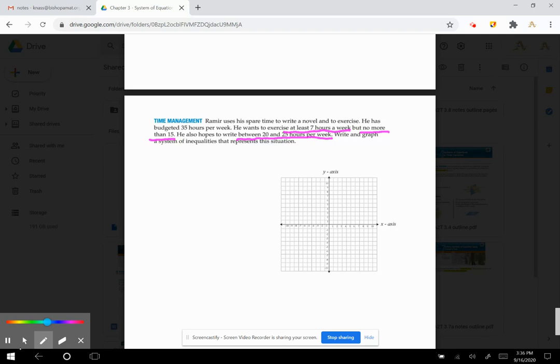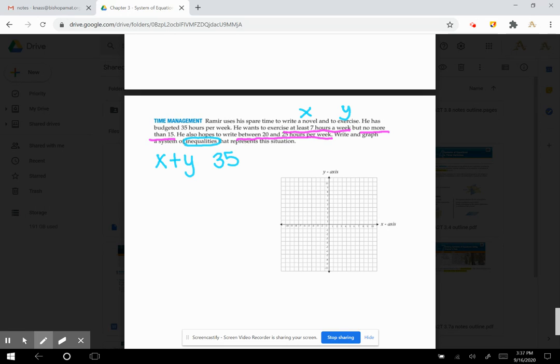What are the two things he does in his spare time? He writes a novel, let's make that X, and he exercises, let's make that Y. So X, he writes a novel; Y, he exercises; and he budgets 35 hours per week. Okay, so there's going to be an inequality. It says right here, this has to be an inequality.